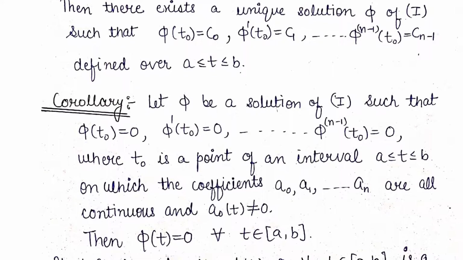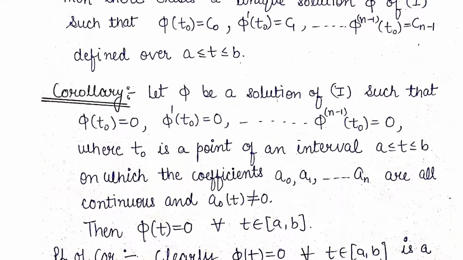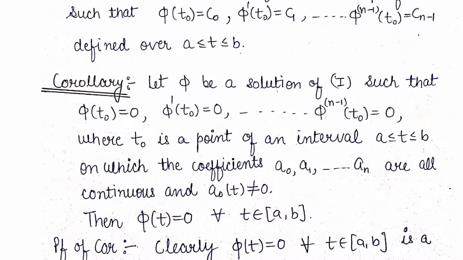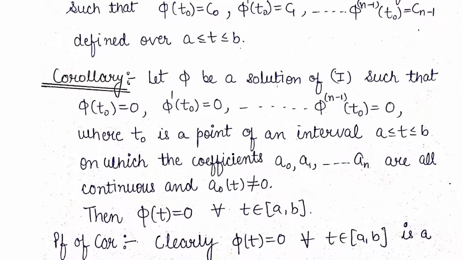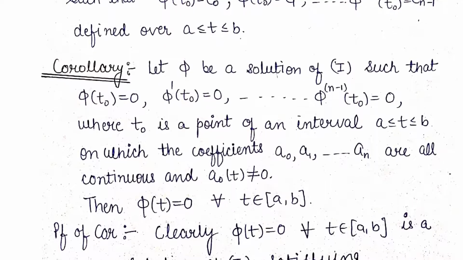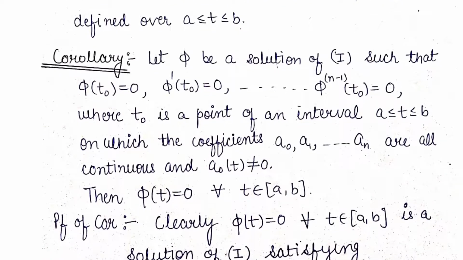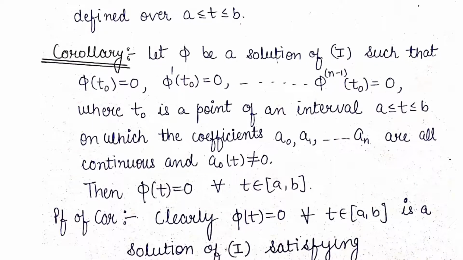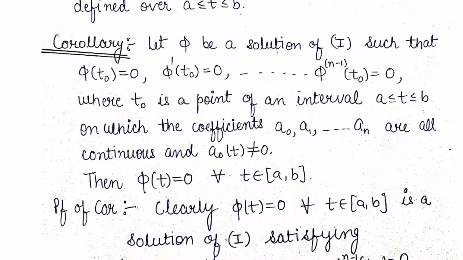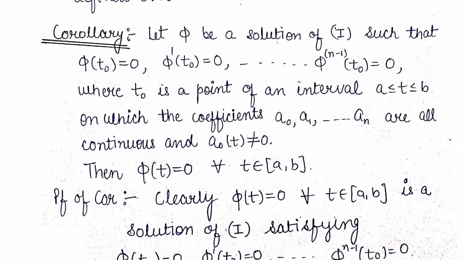Now if we use the existence and uniqueness theorem, which says that if there is any point in the interval ab and for any set of real constants there exists a unique solution, the solution must be unique, satisfying the condition. Since we have taken the solution phi(t) to be 0, the conditions phi(t0) equal to 0, phi dash (t0) equal to 0, phi (n minus 1)th derivative at t0 equal to 0 are satisfied if we take c0, c1, c2, up to c(n minus 1) all to be 0.